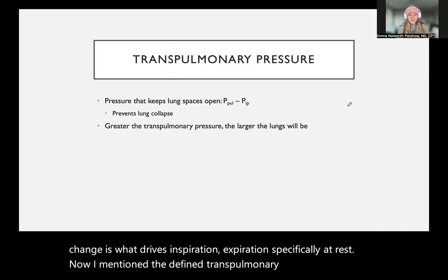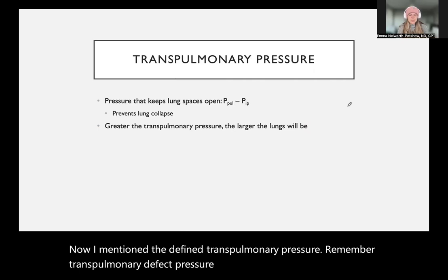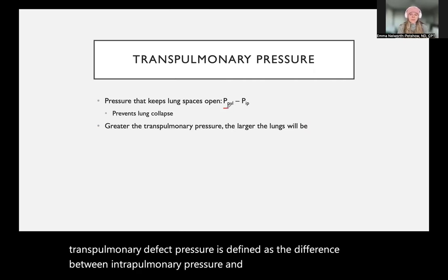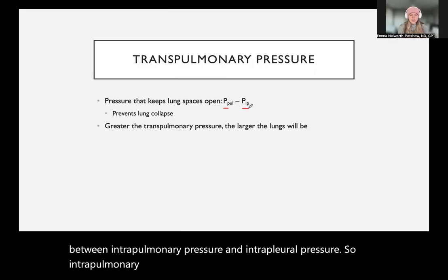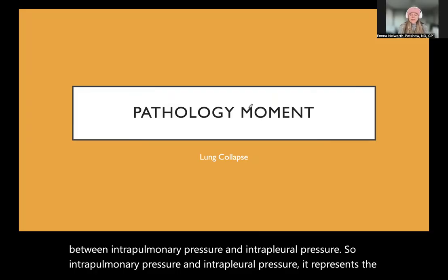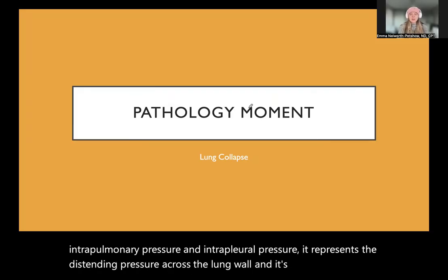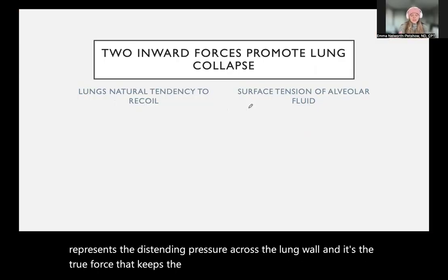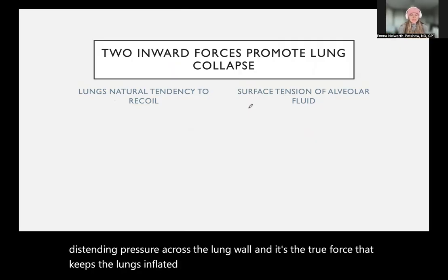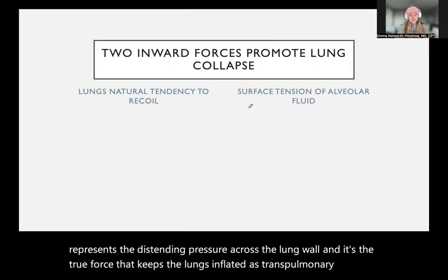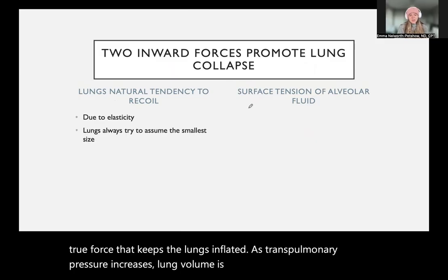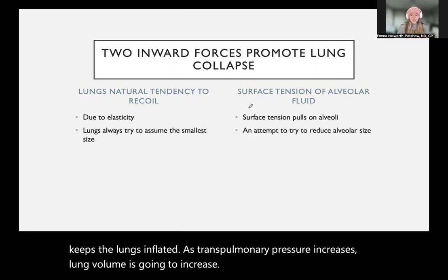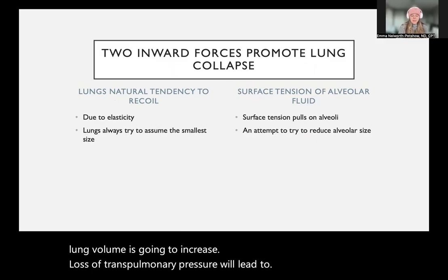Remember, transpulmonary pressure is defined as the difference between intrapulmonary pressure and intrapleural pressure. It represents the distending pressure across the lung wall, and it's the true force that keeps the lungs inflated. As transpulmonary pressure increases, lung volume is going to increase. Loss of transpulmonary pressure will lead to lung collapse.